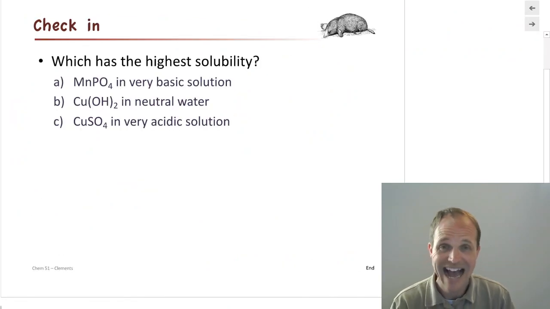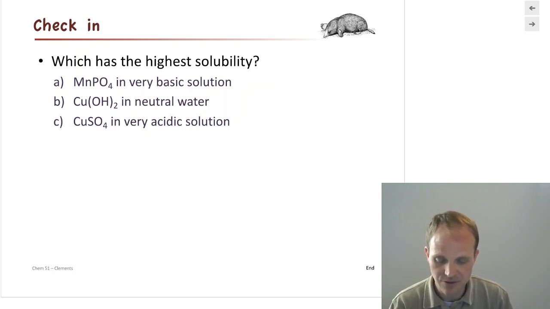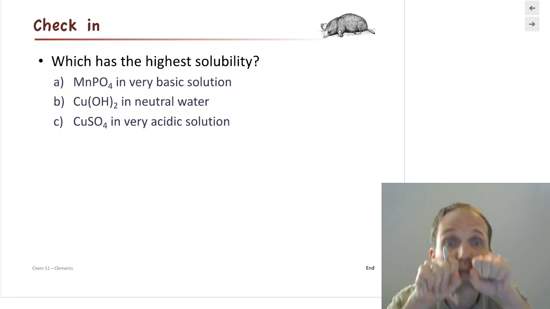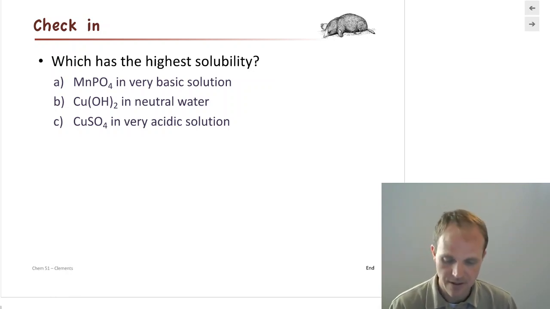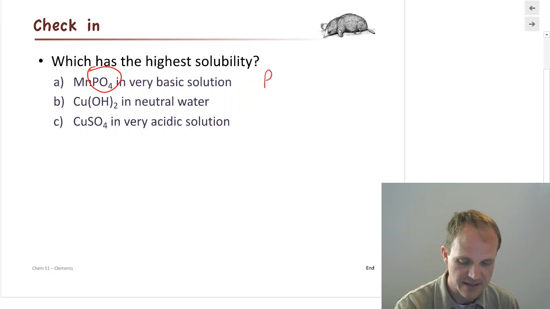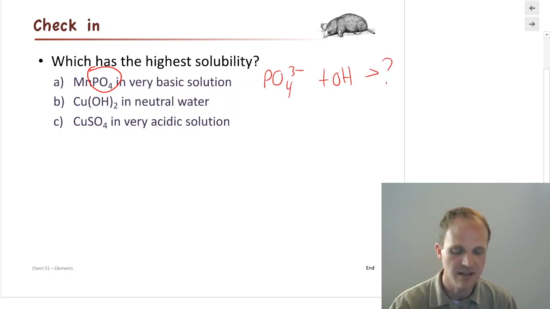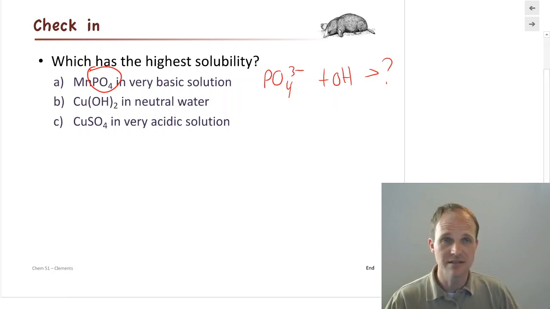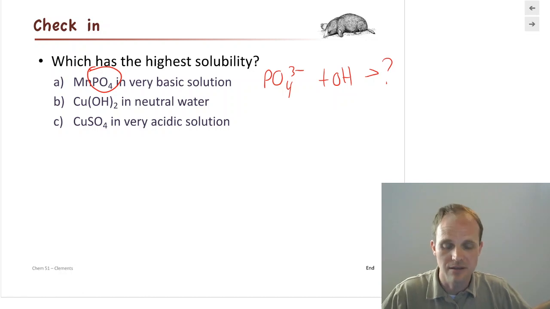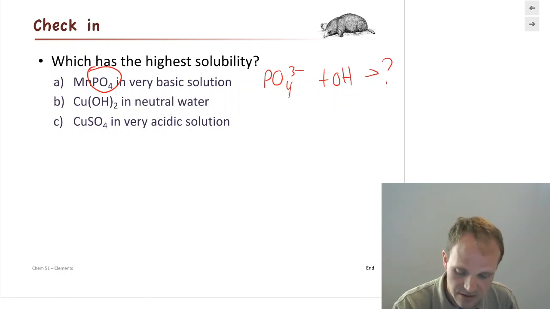So, which has the highest solubility? Manganese 3 phosphate in very basic solution, copper 2 hydroxide in neutral water, or copper 2 sulfate in very acidic solution? What do you think? PO4, very basic. Am I going to get PO4 3 minus plus hydroxide? Is that going to get me anything? Hydroxide wants to take an H plus. You're like, I don't got any H pluses. What are you going to do to me? All right, so what about copper hydroxide?